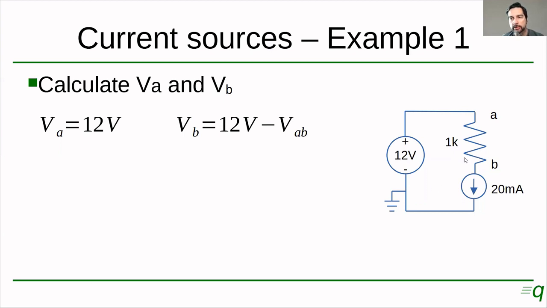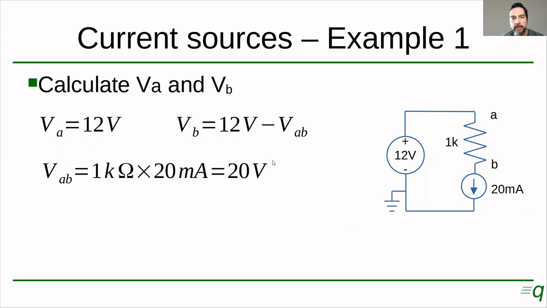Only the voltage drop on the resistor now is 1 kilo ohm times 20 milliamps. And that is 20 volts, okay? So we are dropping 20 volts on the resistor. So if we do 12 volts minus 20 volts, we end up with negative 8 volts on point B, okay?